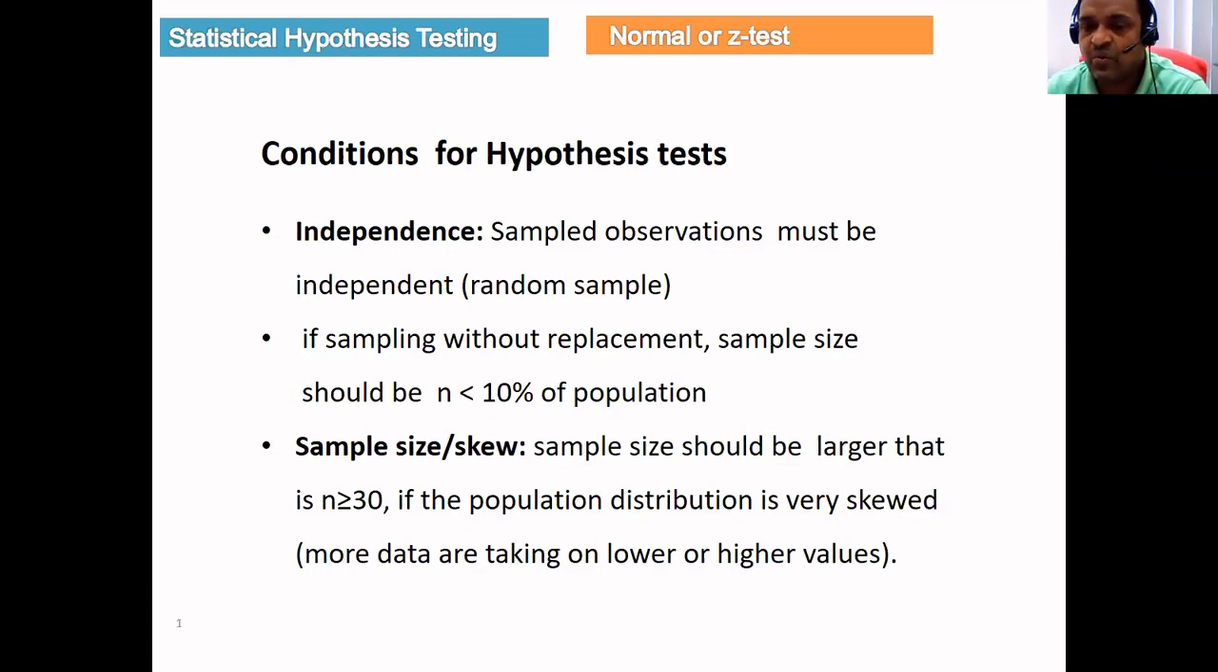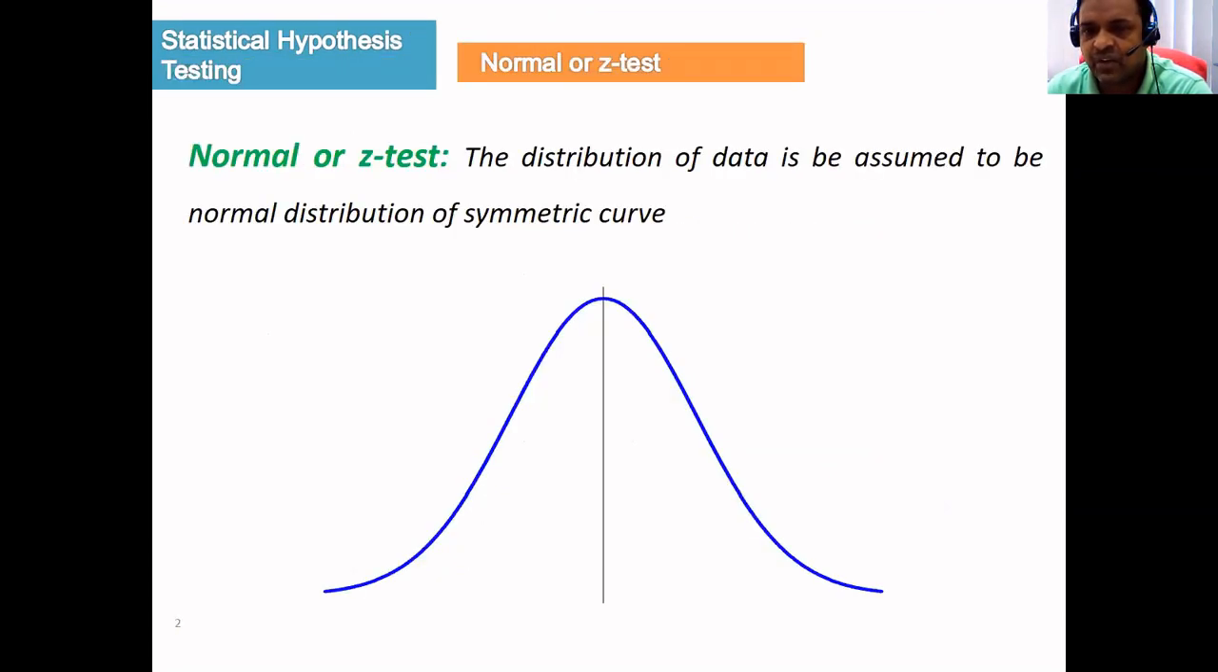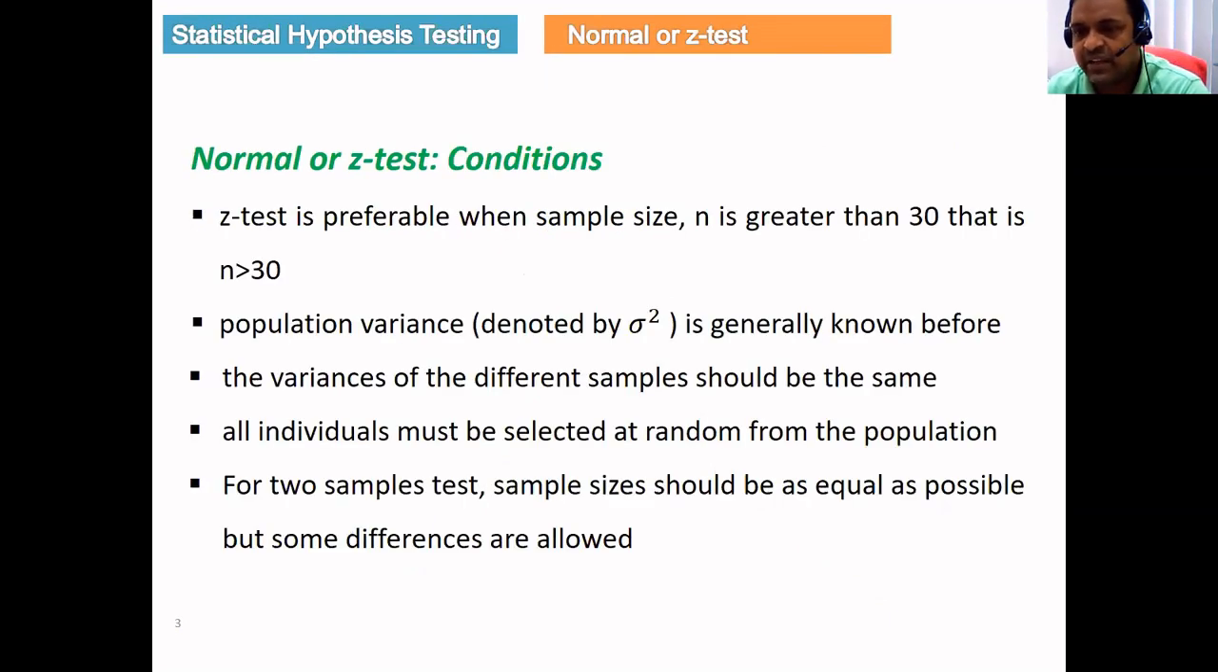Now let us see what the normal test or Z test is. For a normal distribution, the curve should be symmetric. When the data is symmetric or coming from a normal distribution, if you draw the curve, then you can use the normal or Z test. Same thing for the normal test, the sample size should be more than 30. And one of the important assumptions for the normal distribution is that the population variance, denoted by sigma square, is generally known. It should be known.